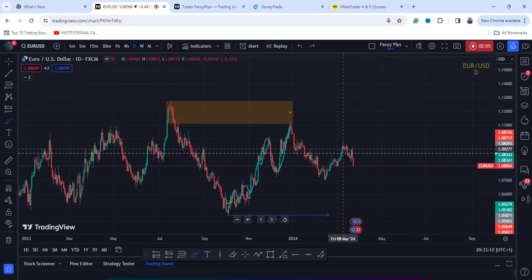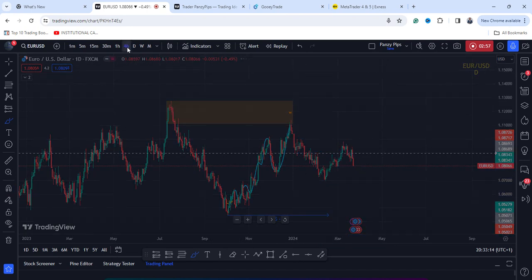Let's go down to the lower time frame. That's on the daily. Let's look at it from the 4 hour perspective. On the 4 hour, what do we see? How does it look?